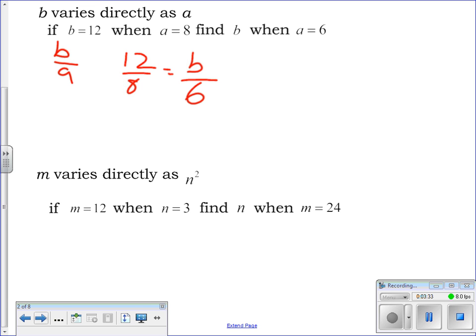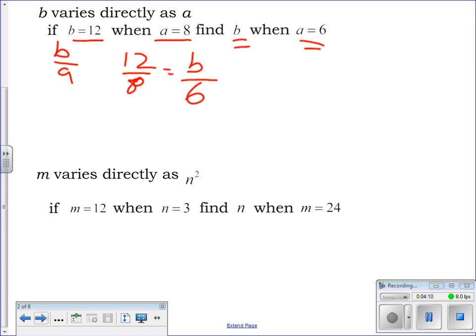Set up the relationship. 12 over 8 equals B over 6. B over A, B over A. Plug in the two things that are related, the one you're looking for, and the one it's related to. Now, proportions. All kinds of ways to solve proportions. I don't care as long as you get it correct. If I look at this one, I know what I'm going to do right off the bat. Well, and then there are a few things you can do.